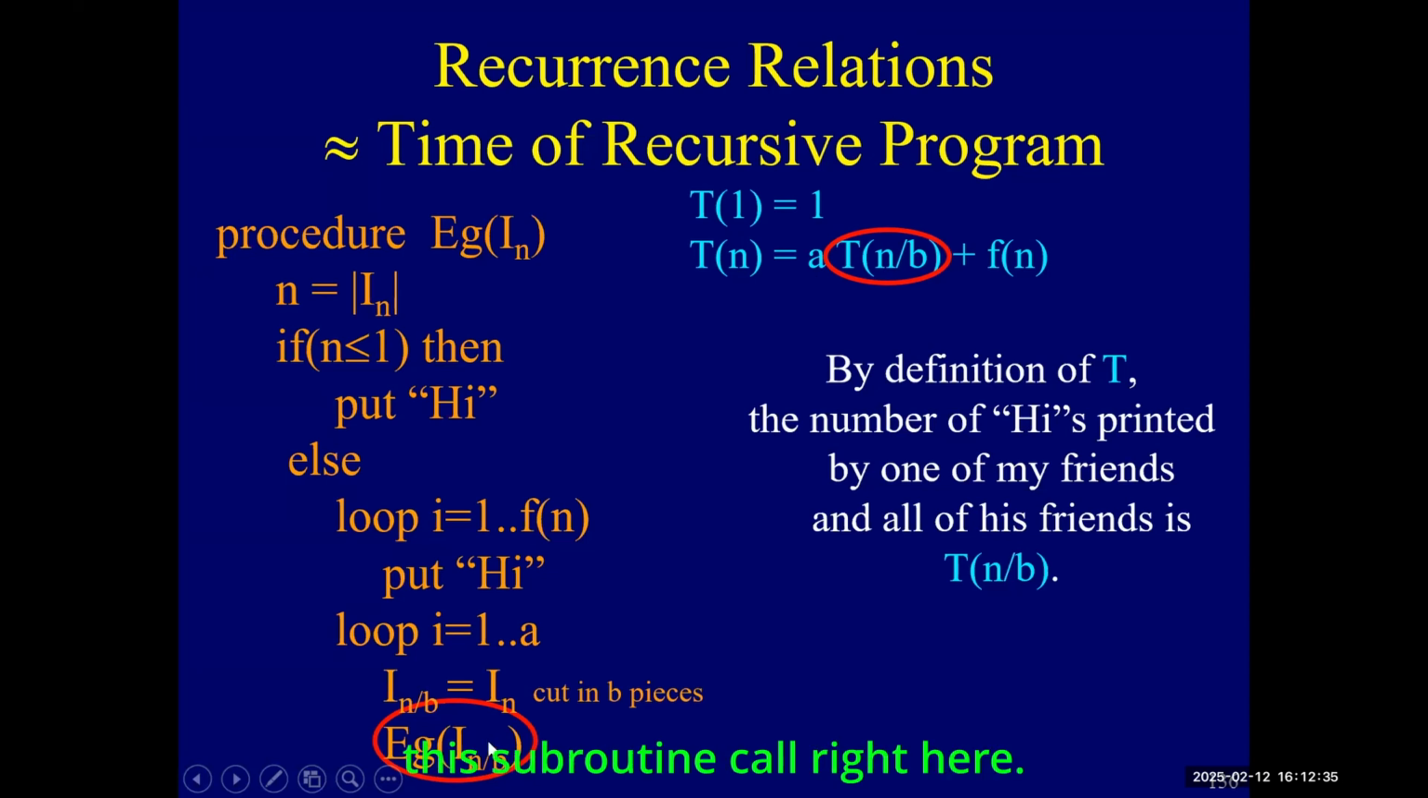So now look at this subroutine call right here. Let's calculate how much work that guy and all his friends do. Well, if his input is of size n over b, then the definition of T is that T of i is the time to solve a problem of size i, and we're giving him a problem of size n over b, so it's going to take him time T of n over b.